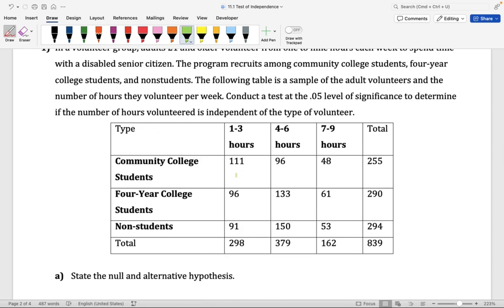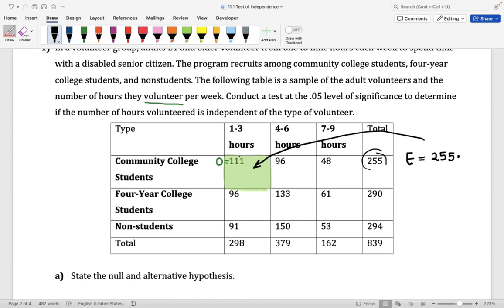Here on this contingency table, you have the observed values. So let's look at one of the cells. Here, we're seeing that from this sample, 111 individuals are students from a community college. And those 111 individuals do about 1 to 3 hours of volunteering per week. So this is what we're observing. Now, if the variables were independent, how many would we expect to see in that cell? Okay. So we're going to go ahead and use the formula that we have above. The formula says to find E, take the row total. Okay. So for this row, we have a total of 255. Then the formula says now multiply by the column total.